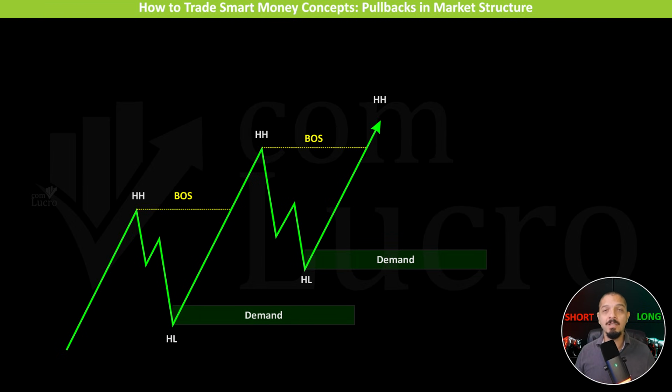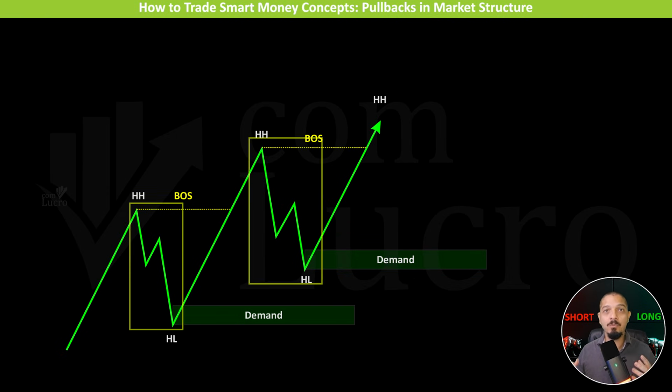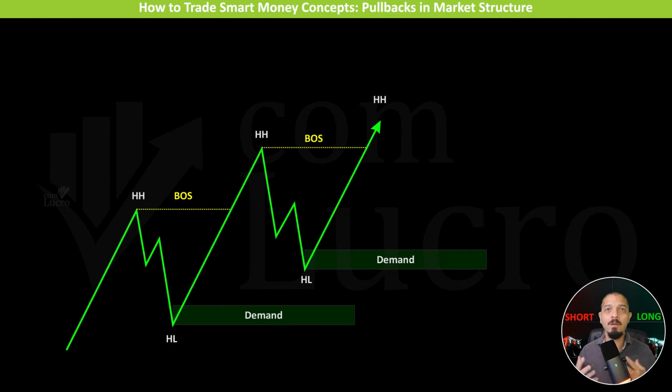Let us get started. When the market is moving in a clean uptrend and price keeps advancing, it consistently respects demand zones and breaks structure to the upside. In classical terms, it prints higher highs and higher lows. Inside this type of trend, what we call a pullback is simply a retracement of price before continuation. On the ComLucro channel, pullback and retracement mean the same thing.